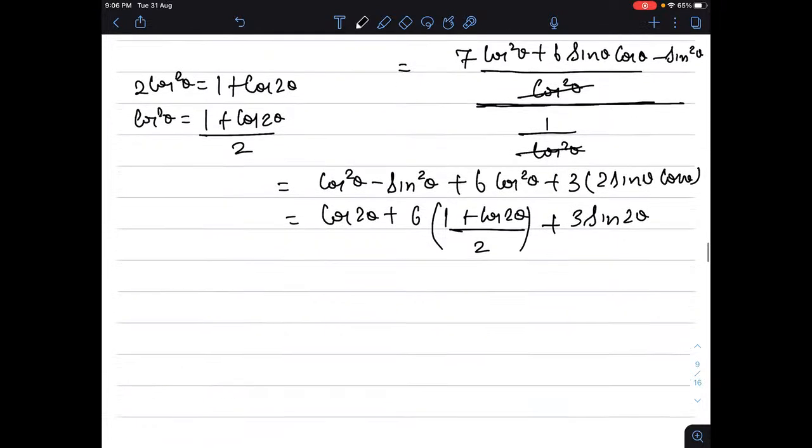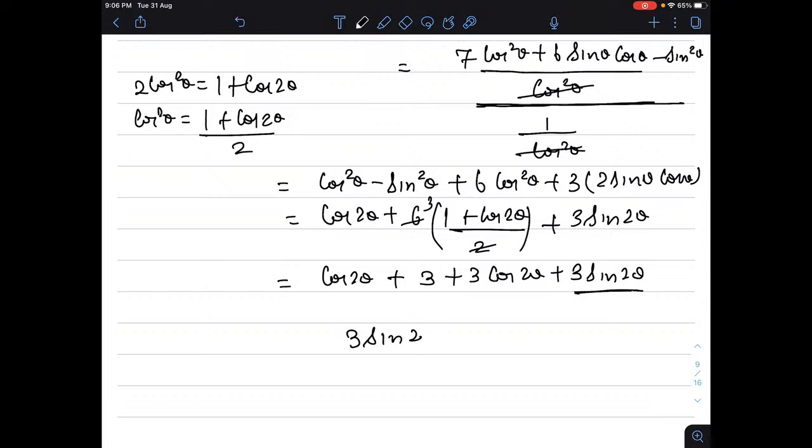Now we got an expression in the form of sin and cos only, and it is quite easy to be solved by us, because we are knowing the maximum and minimum value of a sin theta plus b cos theta, the generalized format of that thing. So this is the final expression we got over here. Now 3 sin 2 theta we are having, 3 cos 2 theta plus cos 2 theta we are having, 4 cos 2 theta we are having, plus 3 we are having. So guys, what will be the auxiliary argument?